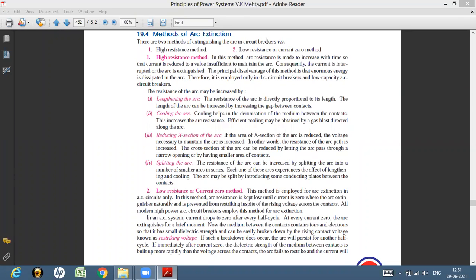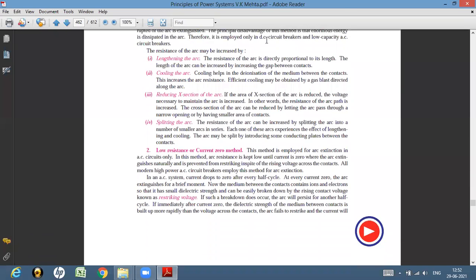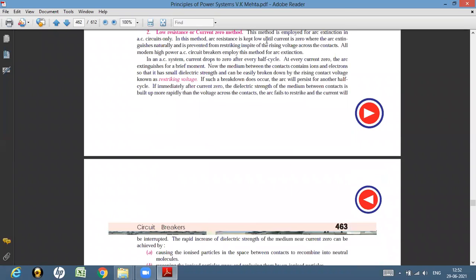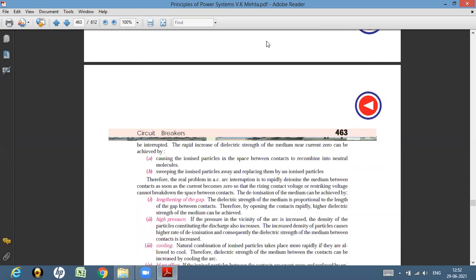And in that case, when the current becomes equal to zero, the ions and electrons present in the arc get deionized, and hence the dielectric strength of the medium builds up and the arc gets quenched by using this method. So this method we can use only in case of an AC circuit breaker, but in case of a DC circuit breaker, we cannot adopt this type of arc quenching.